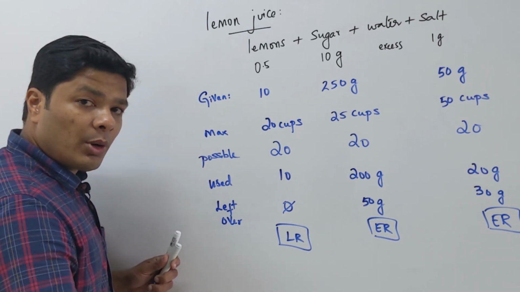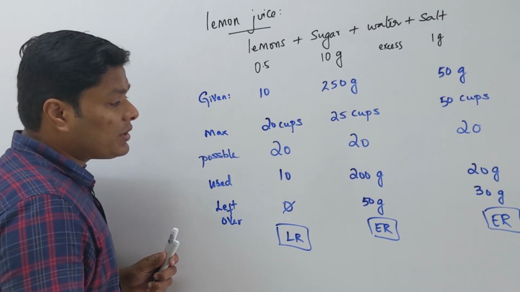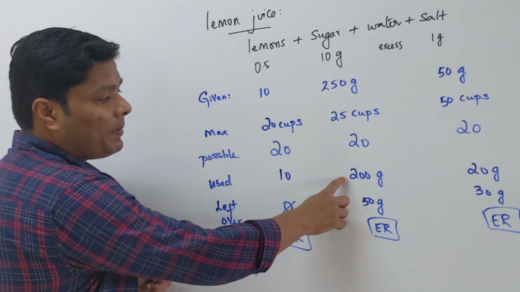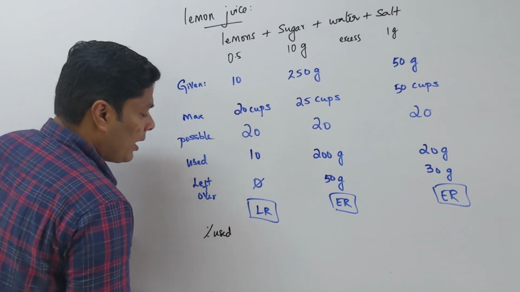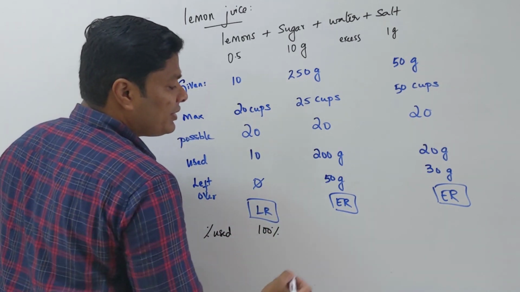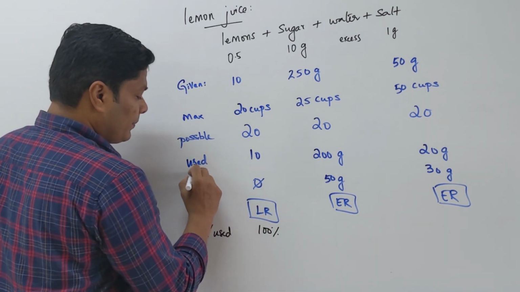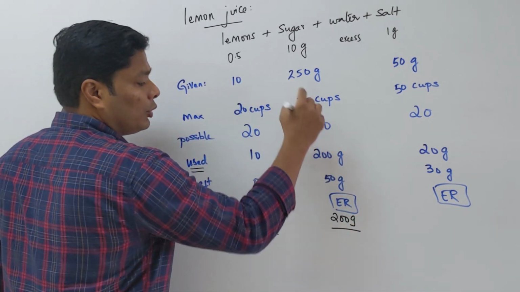Now the higher order problem eppadi irukuna, what is the percentage of sugar used? Percentage of sugar used என்ன இருக்கும்? 100% is used up, hence we call it a limiting reagent. How much percentage is used? What is it used? 200 grams. What is the total? 250 grams.